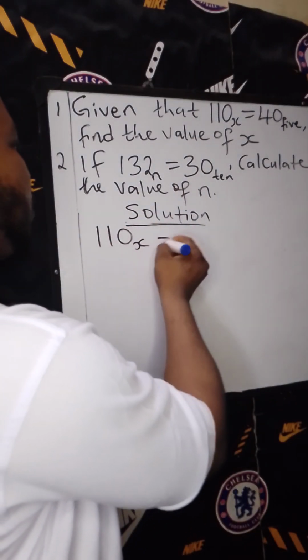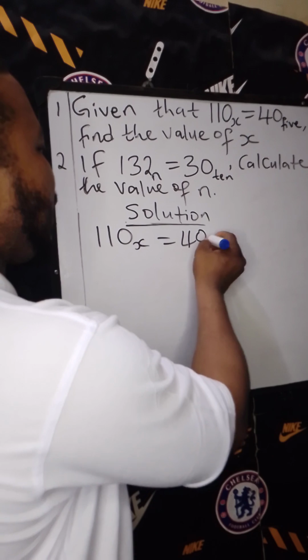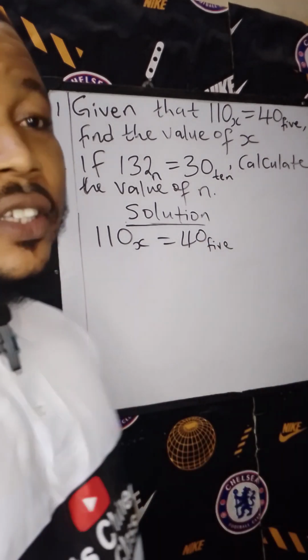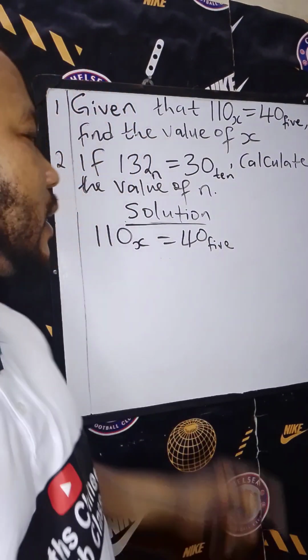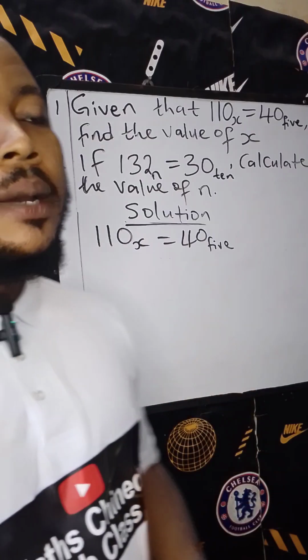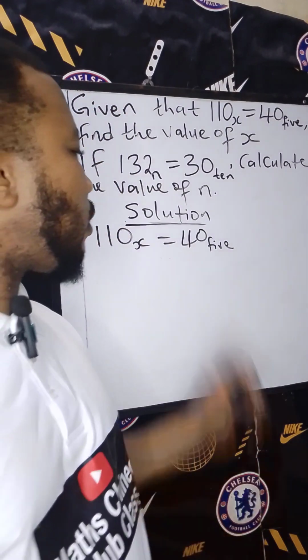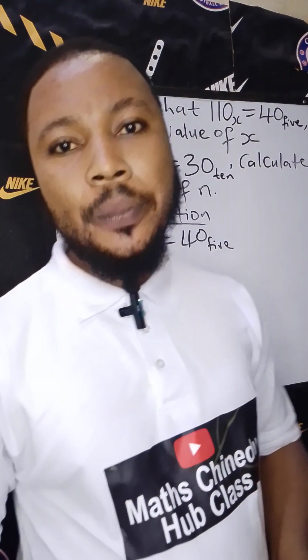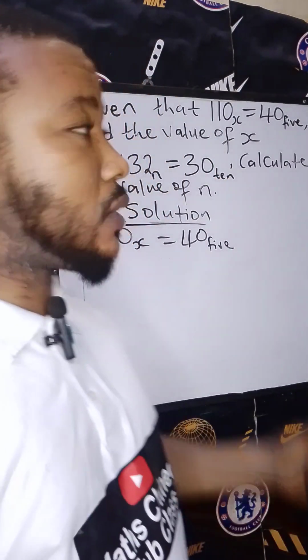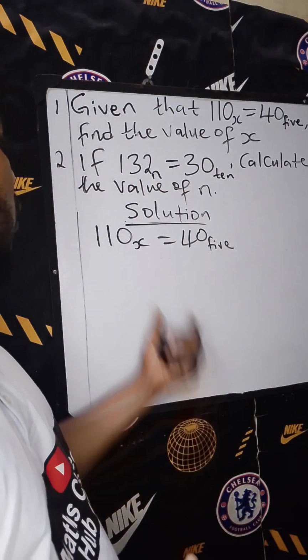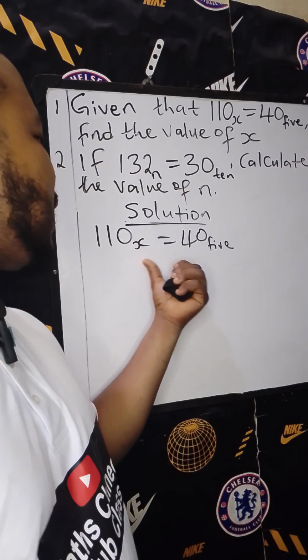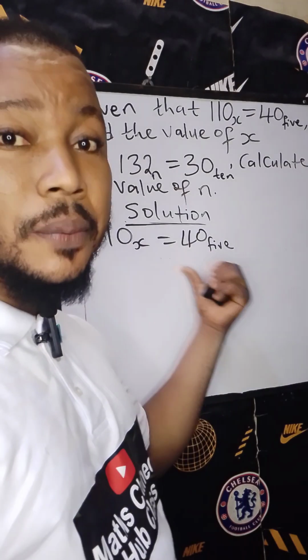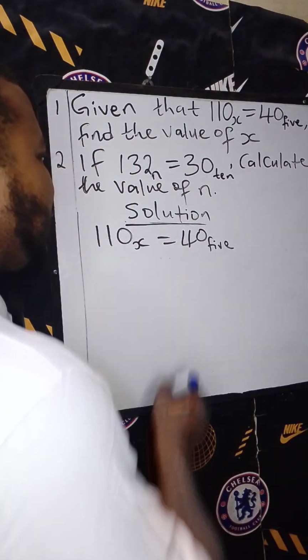110 base x is equal to 40 base 5. So the first thing we do here is what? We express them all to base 10. Now this topic is actually number system, a topic called number system in mathematics. So this is where I extracted these questions from. So we have here 110 base x is equal to 40 base 5. So let's express them to base 10.